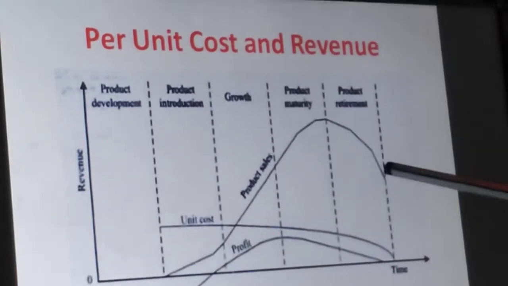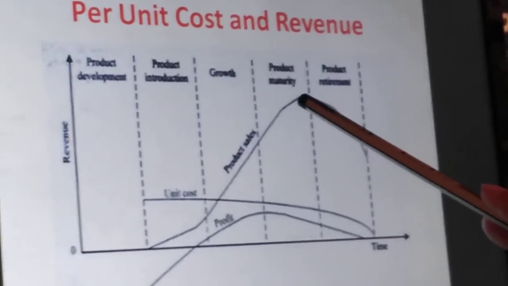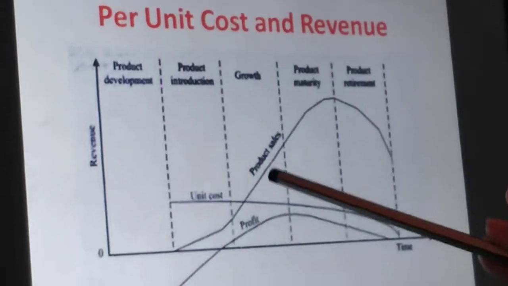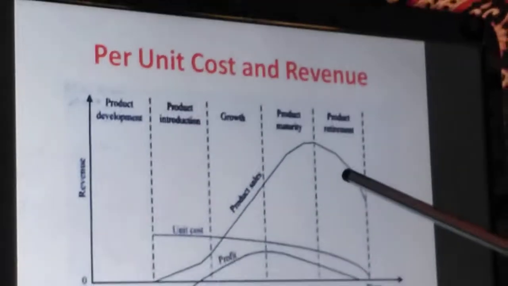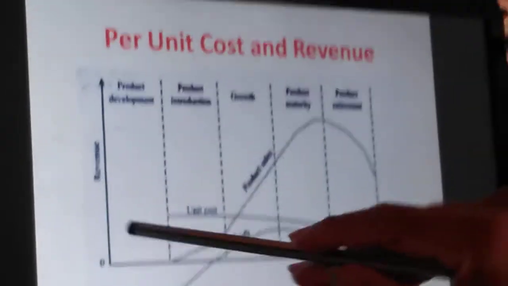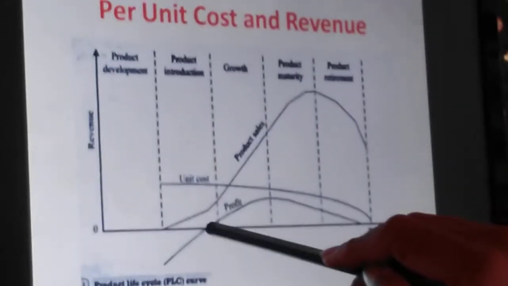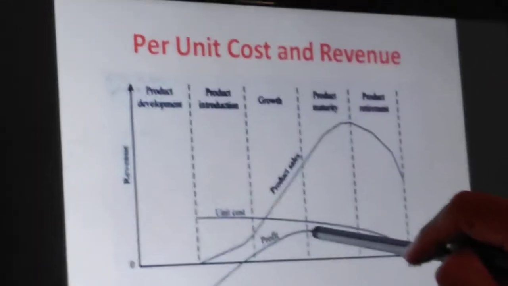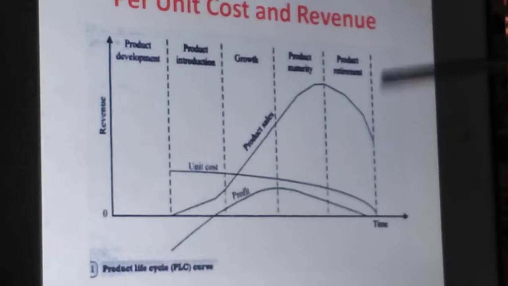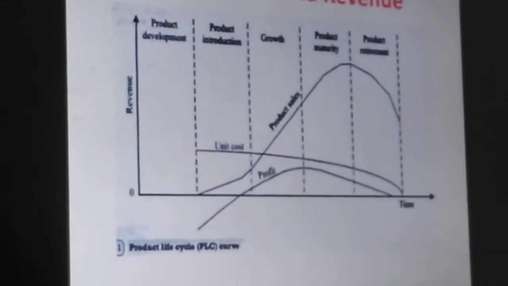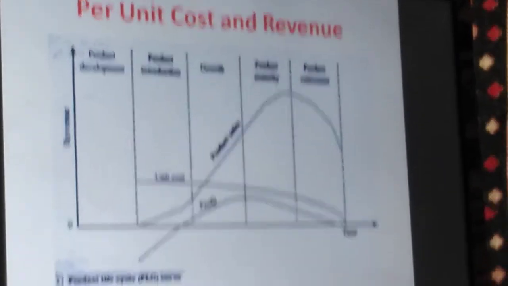We need to remember this when we are starting a new venture or releasing a new business. We need to understand where we are, whether we are in this stage or this stage, and whether it is the right time to start our product or not. That we need to decide. On unit cost and profit: if you release a product somewhere here, profit may be less. The profit is very high somewhere here. And if you release in these falling edges, the profit will reduce. The stages are product development, product introduction, growth, product maturity, and product retirement.